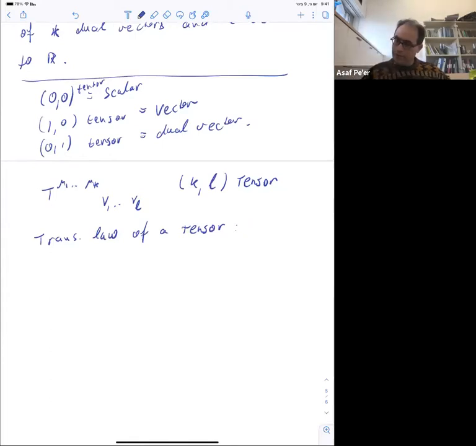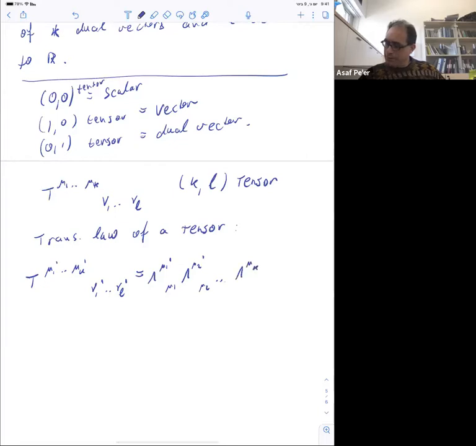So if I want to transform this T^{μ1...μk}_{ν1...νl} to the primed version, it's going to be equal to what? Each upper index transforms as a vector. So I have Λ^{μ1'}_{μ1}, but that works only for one index. So I need another one for the second index, Λ^{μ2'}_{μ2}, up to Λ^{μk'}_{μk}. And what about the lower l indices?